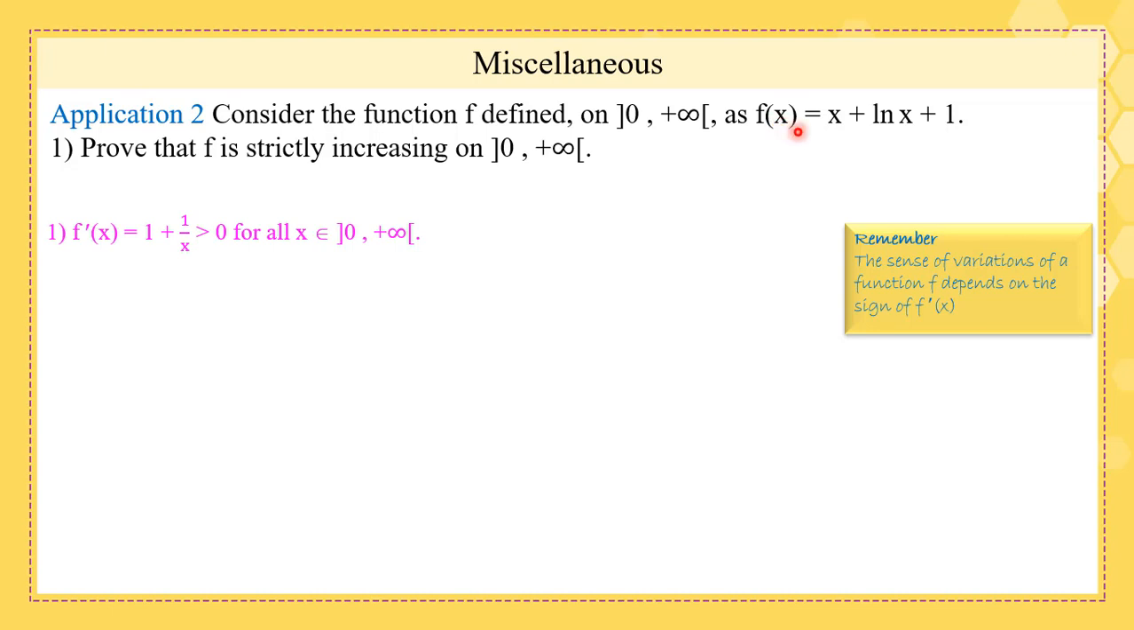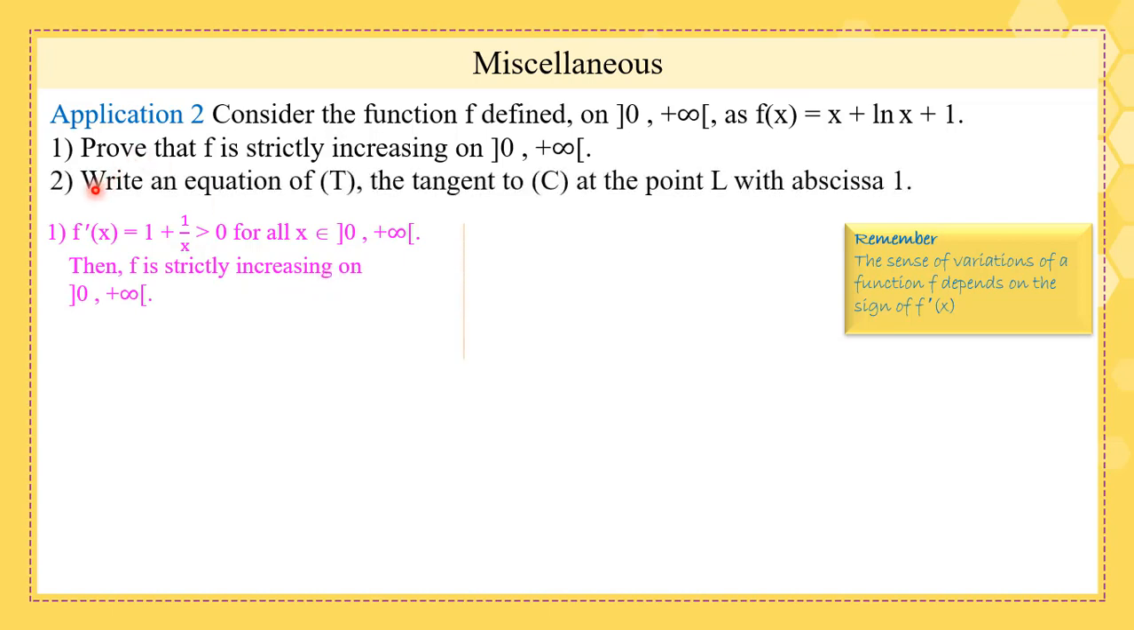f prime of x in this case is 1 plus 1 over x, and the derivative of 1 is 0. And we know that 1 plus 1 over x is strictly positive because x in this case, pay attention, is strictly positive. And if f prime of x is strictly positive, this means that f is strictly increasing.